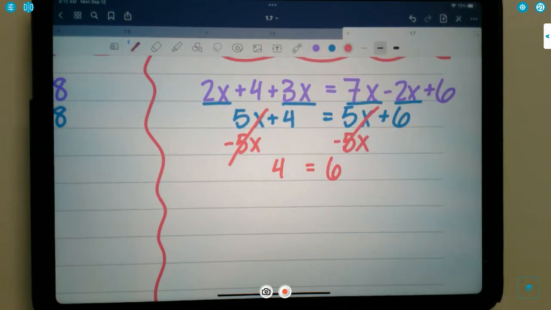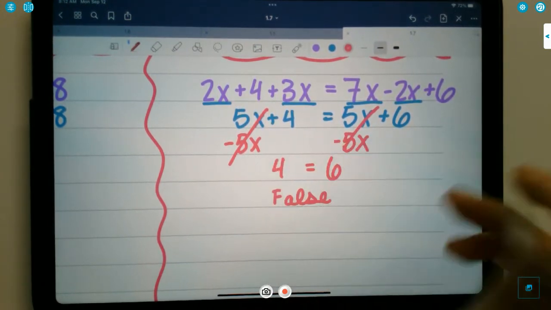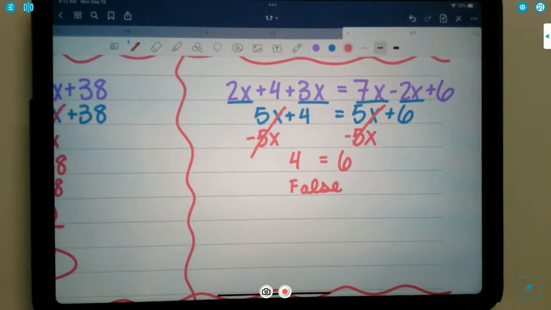Okay, from here, we then have to look at the statement that we are left with, and we have to decide whether it is true or false. Does 4 equal 6? No. So it is a false statement. I'm going to write false just so I know that that's why it's going to be no solutions. And our answer here is going to be no solution.